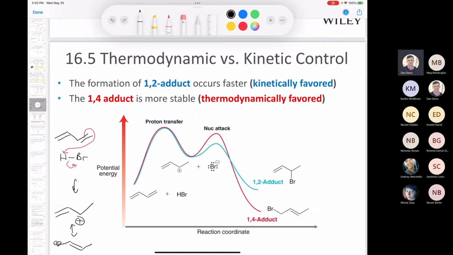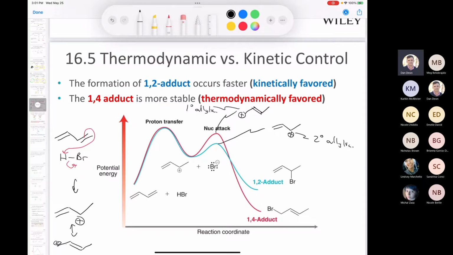Well, why would this activation energy be higher? Because the top of this one here is when we have the nucleophilic attack on this carbocation, and over here, it's when it's on this carbocation. Which one of these is going to be more stable? It's going to be this one because this one is secondary allylic, and this one is primary allylic. So it's going to take more energy to get up here.